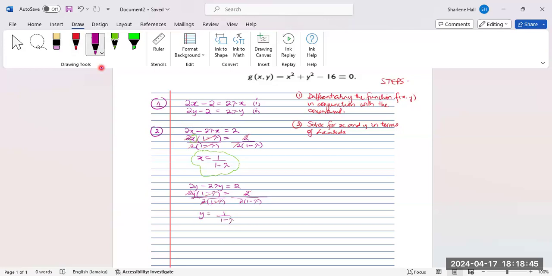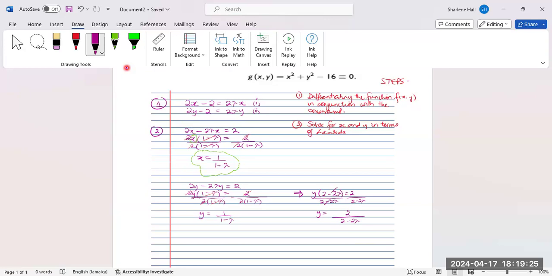Somebody may say, but sir, since you want y, why factor out the 2y? Because if I didn't do that, look at what is happening here. If I only factored out the y, I'd have y times 2 minus 2 lambda is equal to 2. If you divide both sides by 2 minus 2 lambda, that cancels, so you have y is equal to 2 over 2 minus 2 lambda, which is incomplete.